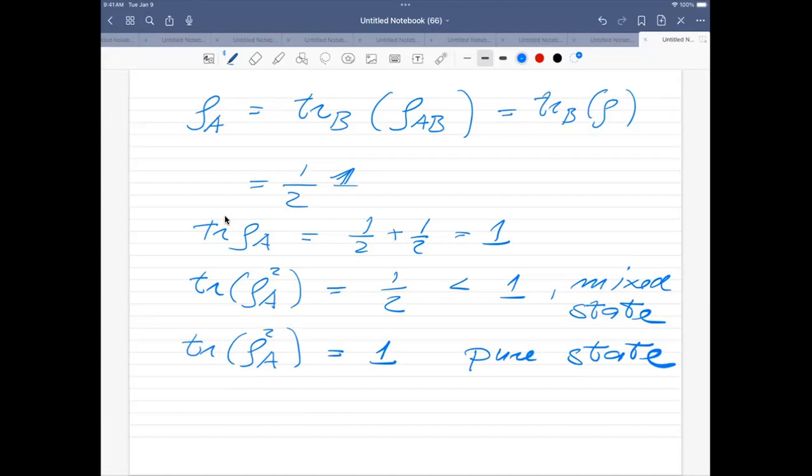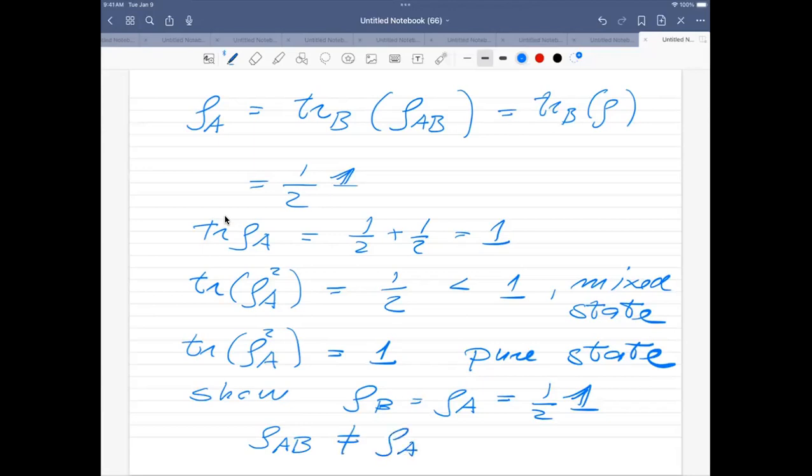Another thing you can show, and I leave that as an exercise to you, is that this rho of B is equal to rho of A, which is just 1/2 times the identity matrix. Another thing you should pay attention to here is that this composed system, rho of AB, is not the same as when you take the tensor product of the two. So I cannot write that as a product state of two individual subsystems. This is also pretty easy to show.